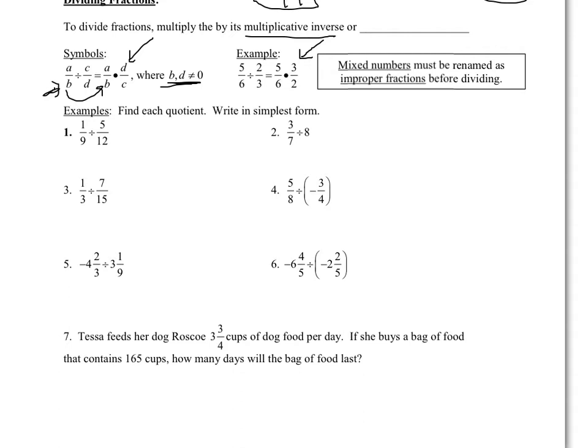Let's look at the first problem. We have 1/9 divided by 5/12. We keep the 1/9 the same and multiply by the reciprocal of 5/12, which is 12/5. Once you take the reciprocal, you can apply your multiplying rules, or take a little shortcut and cross divide or cross cancel, but you can't do that until you take the reciprocal. On the diagonal, 9 and 12 can both be divided by 3. 9 divided by 3 is 3, and 12 divided by 3 is 4. Then we get 4/15.